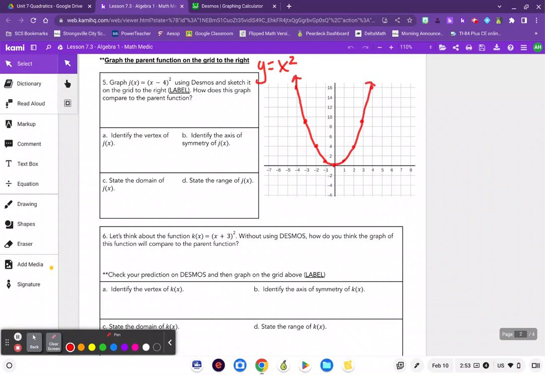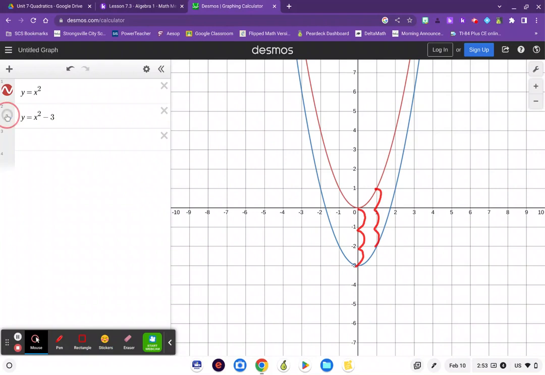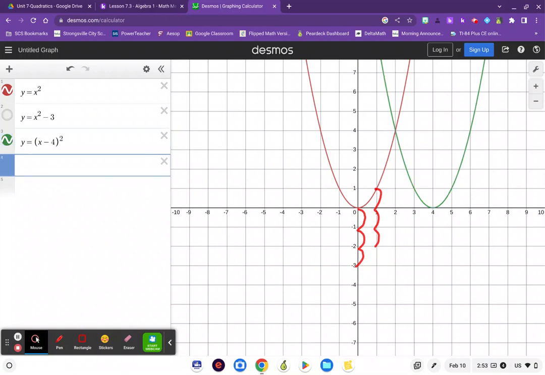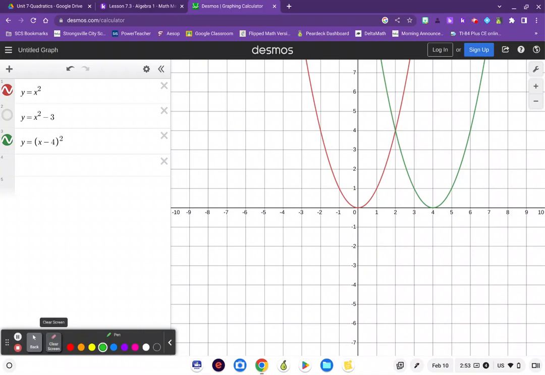All right, 5 says graph j of x equals (x minus 4) squared using Desmos. Notice I have parentheses this time. Then we're going to sketch it on the grid to the right and label it. So let's go ahead and do that. Come over here. I'm going to turn that one off. And we have y equals (x minus 4) squared. I notice that for this particular graph, I've not been shifted up or down. I've shifted to the right. And so compared to my parent function, I have actually been shifted to the right 4.